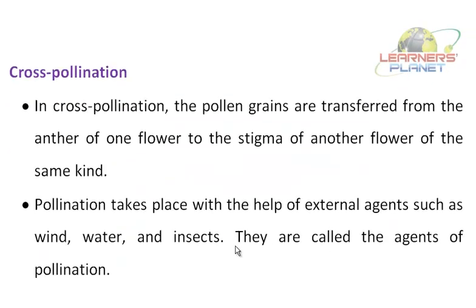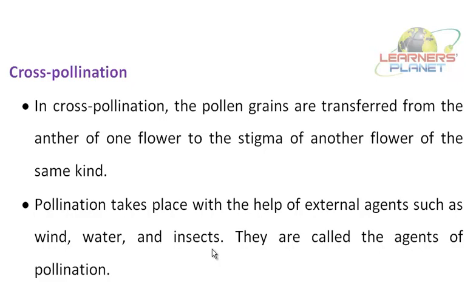Other than this self-pollination, there is cross-pollination. So in cross-pollination, the pollen grains are transferred from the anther of one flower to the stigma of another flower, even if it is of the same kind. Same kind means same plant. So pollination takes place with the help of external agents such as wind, water, and insects, and they are all called the agents of pollination.